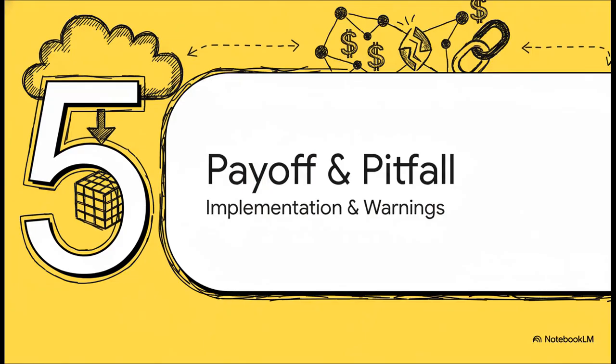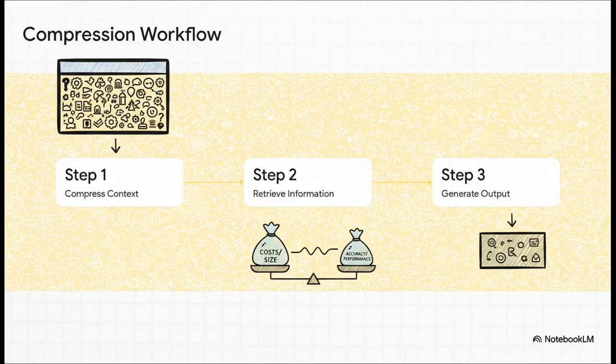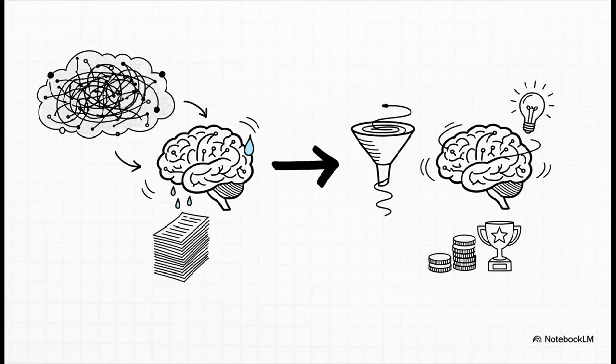Okay, so we've covered the what, the how, and the core strategy. Now let's get down to brass tacks and see how this all fits into a real-world workflow. We'll look at the massive payoff and also the one major pitfall you have to avoid. So check this out. The magic here happens right at the very beginning. You compress the context before you do retrieval, before you do generation, before anything else. By doing it this way, you're slashing costs and lightening the model's workload from the get-go, which makes the whole pipeline way more efficient.